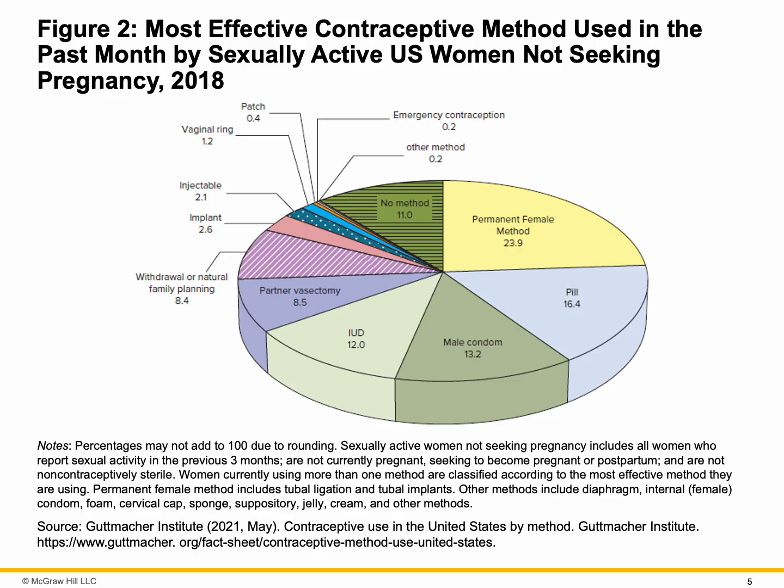Implant was 2.6%. Injectable, a little over 2%. A vaginal ring, a little over 1%. A contraceptive patch, under 1%. Emergency contraception, again under 1%, and then all other contraceptive methods were also under 1%. So that kind of breaks down in terms of who is using what. So women not using contraception were sort of placed in the category of no method, and those no method accounted for 11%.